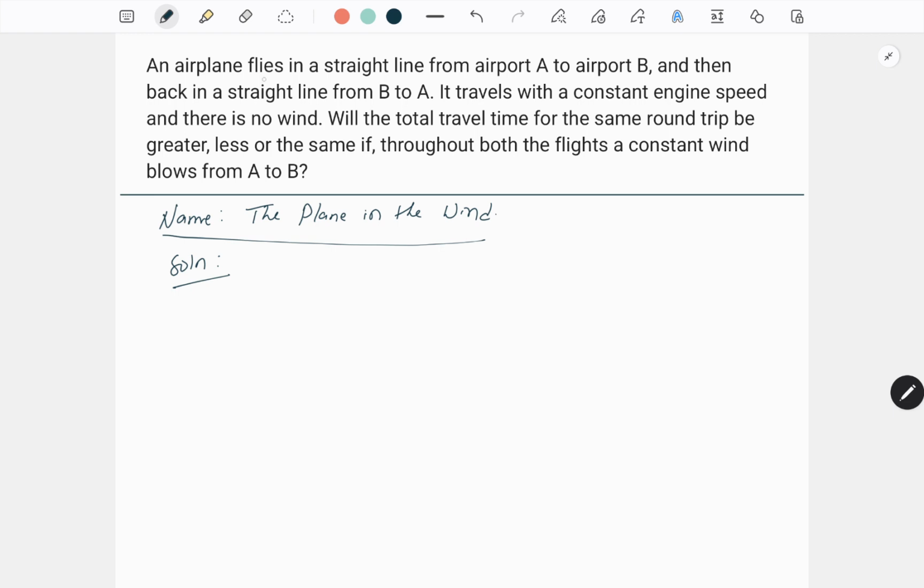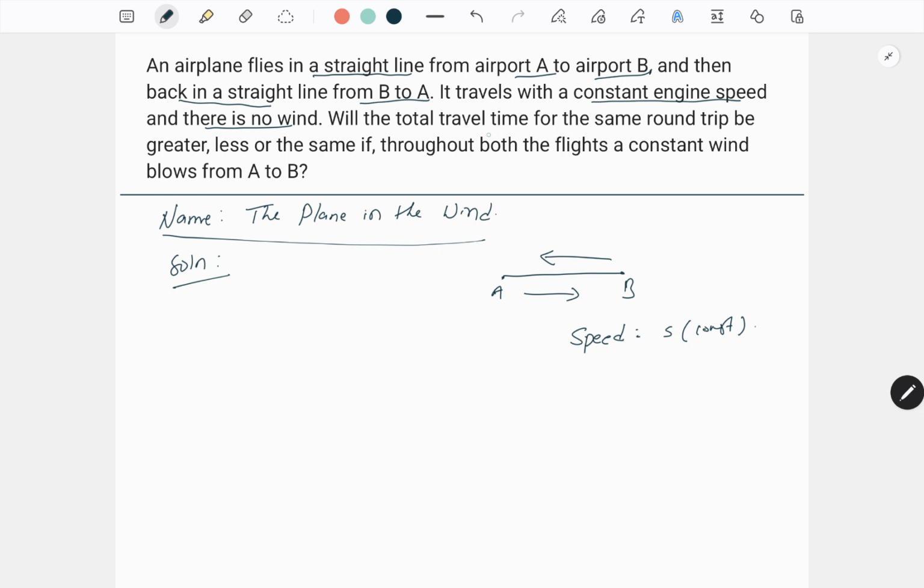So an airplane flies in a straight line from airport A to airport B, and then back again in a straight line from B to A. It goes from A to B and again comes back from B to A. It travels with a constant engine speed, let's say S, it is constant. And there is no wind for the moment, so wind speed is 0.